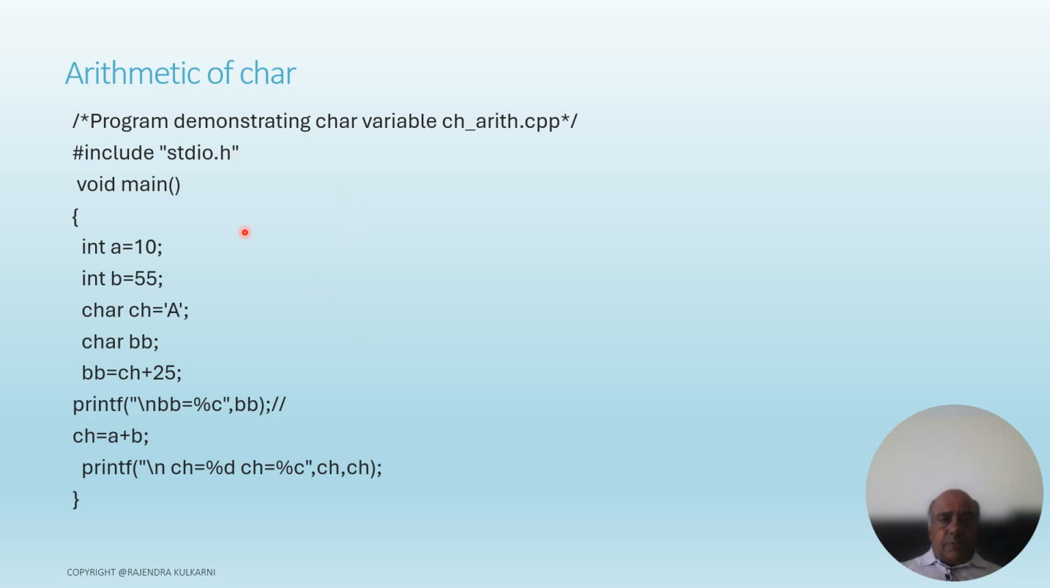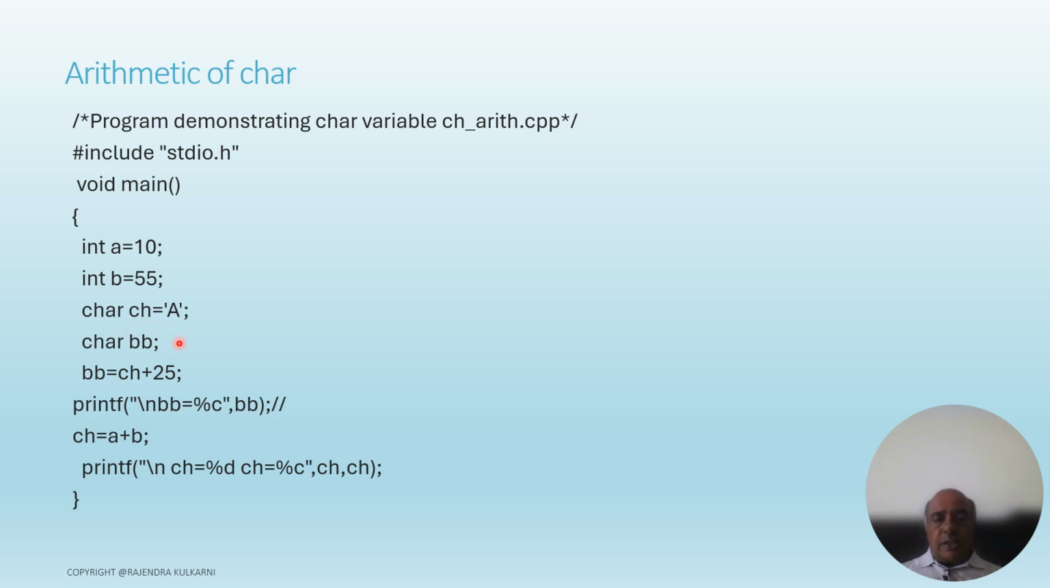In this arithmetic of char, we are trying to find out how char variables can be used in an arithmetic expression and what are the outputs of those expressions. Here we have declared int a is equal to 10, b is equal to 55. These two are int data types or int variables.